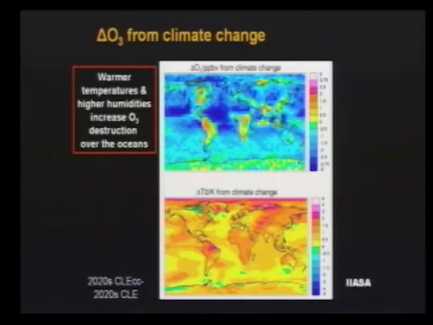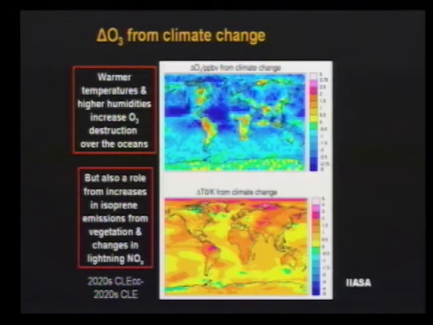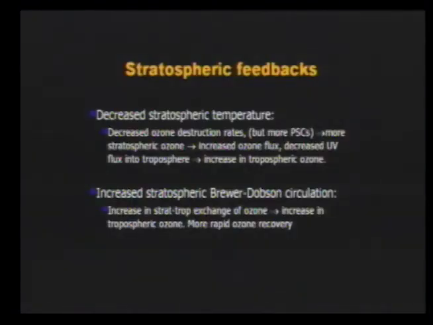And I'm going to pass this, but of course there is an impact on ozone. Usually you have a decrease of ozone due to climate in the region of the ocean. You might have an increase in other regions due to increased emissions by isoprene, probably biomass burning, and also an increase in lightning. But all that is very, very poorly quantified.